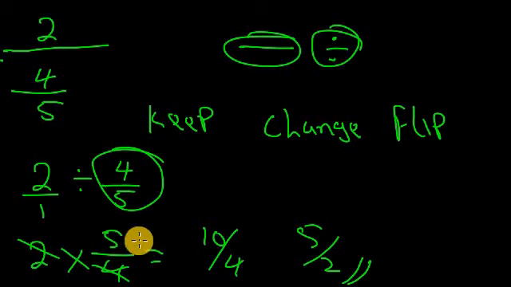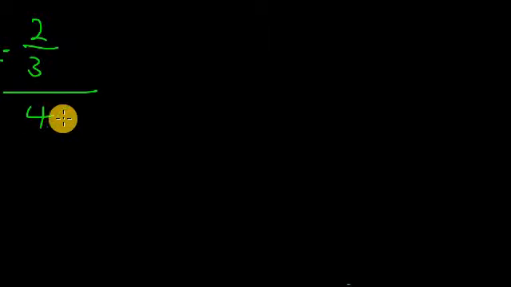So kindly figure that out. What if you have 2 by 3 all divided by 4 by 7? You have just 5 seconds to handle this. 1, 2, 3, 4, 5. Perfect. Your answer is absolutely right.